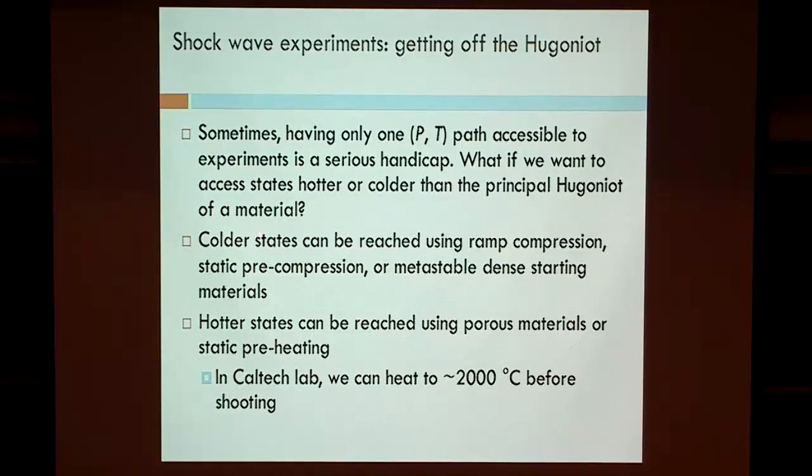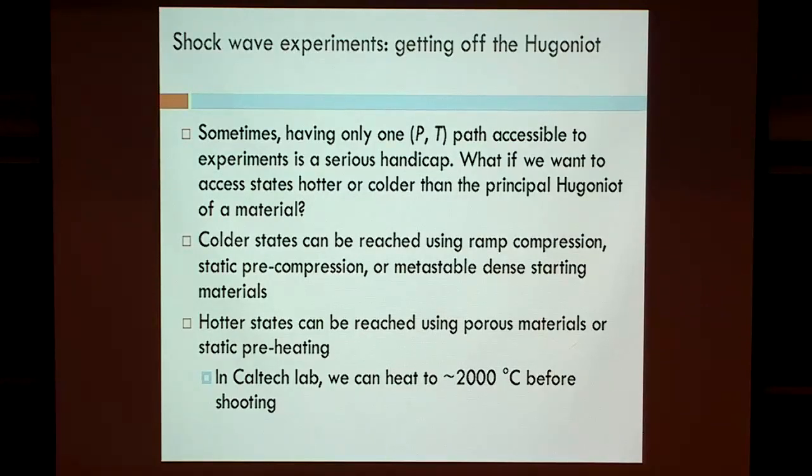Okay? You can also make a metastable dense starting material. This is a technique that I've developed. If we want to study the shock states of silica below the principal Hugoniot, we make stishovite in a multi-anvil device. We recover it. We polish up a nice disk of this metastable material. We hang it in the gun and we shock it. And we've already done most of the work of compressing it, so it stays cold.